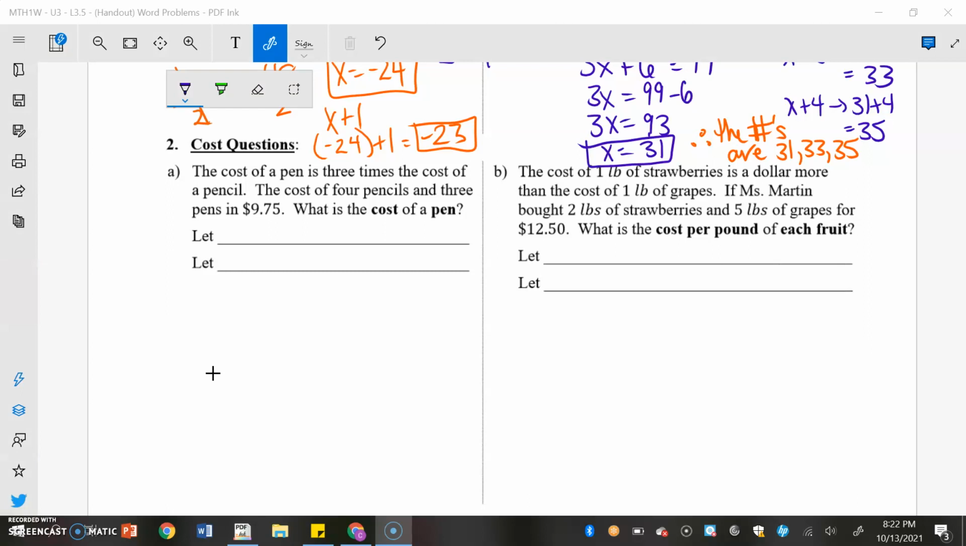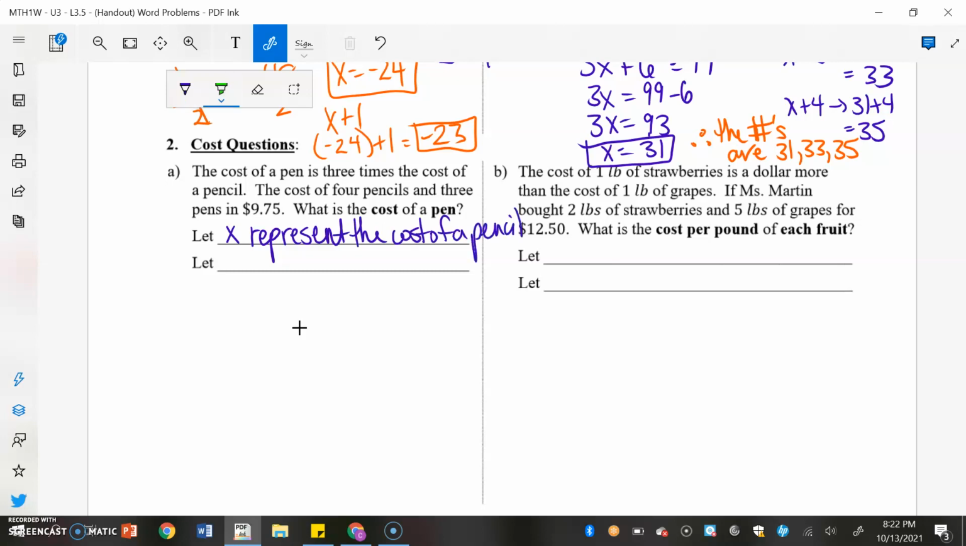So let's define some variables. We can say that x represents the cost of a pencil. Okay. In our question, it says that the cost of a pen is 3 times the cost of a pencil. So we can say that 3x represents the cost of a pen.